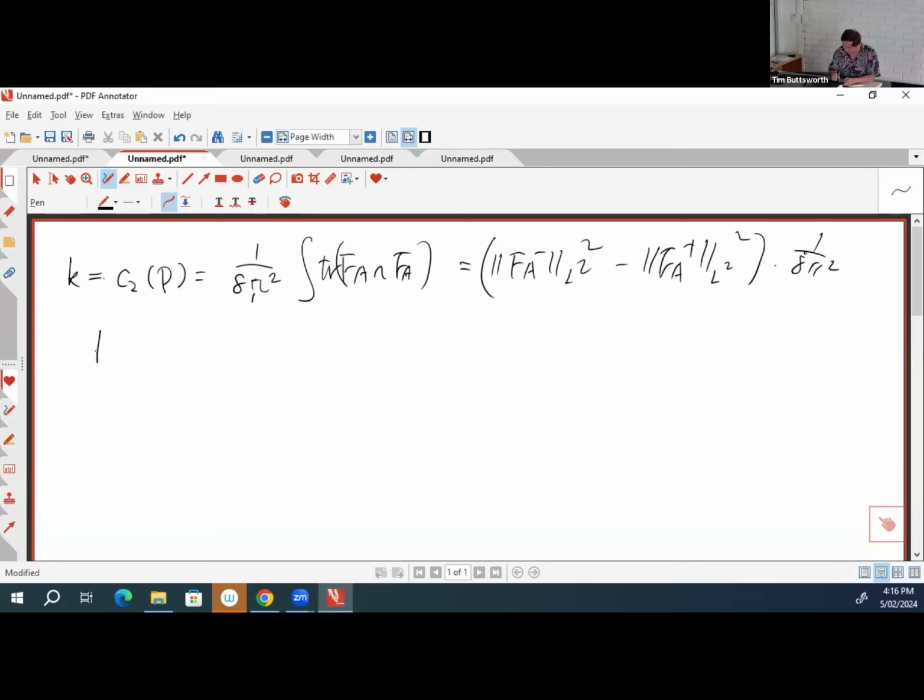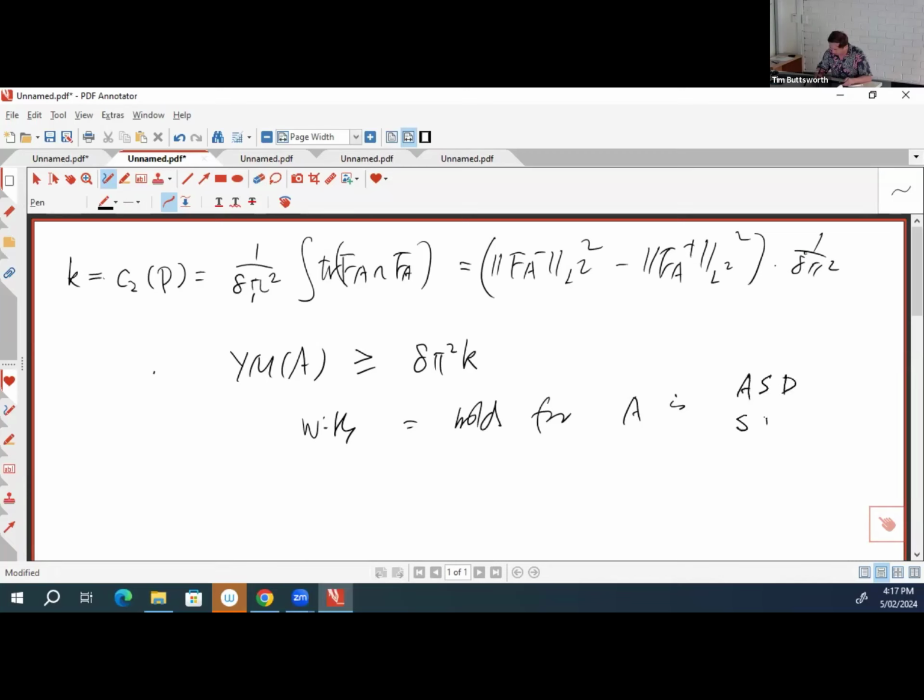And so if k is positive, then our Yang-Mills function will be greater than or equal to 8πk. Of course, this is always true, with equality holding for A anti-self-dual or self-dual. It depends on whether k is positive or negative. Okay, let's say k is positive.